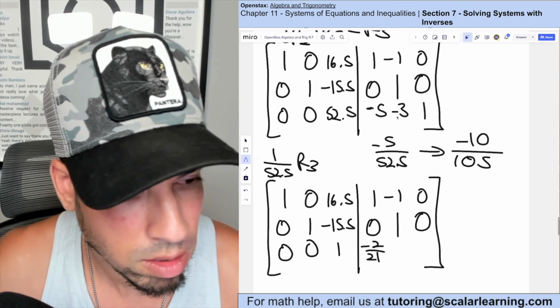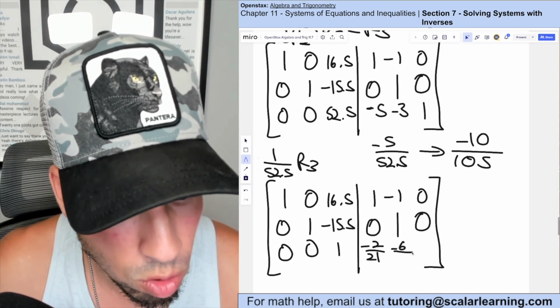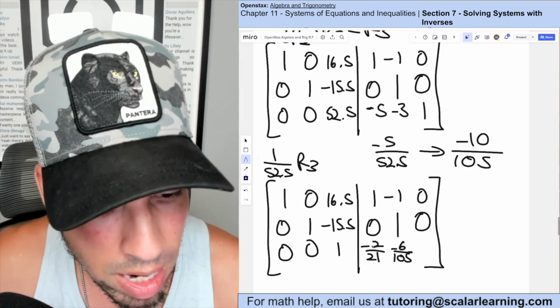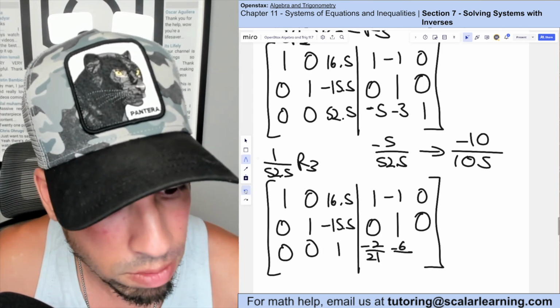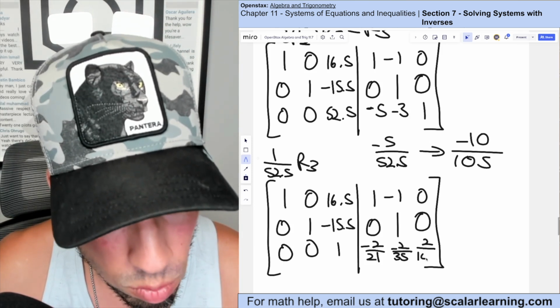Then we got this times negative 3. That can be negative 6 over 105. Divide top and bottom by 3, we get negative 2 over 35. And then this times 1 is just that. To get rid of that decimal, we'll just double it to 2 over 105.